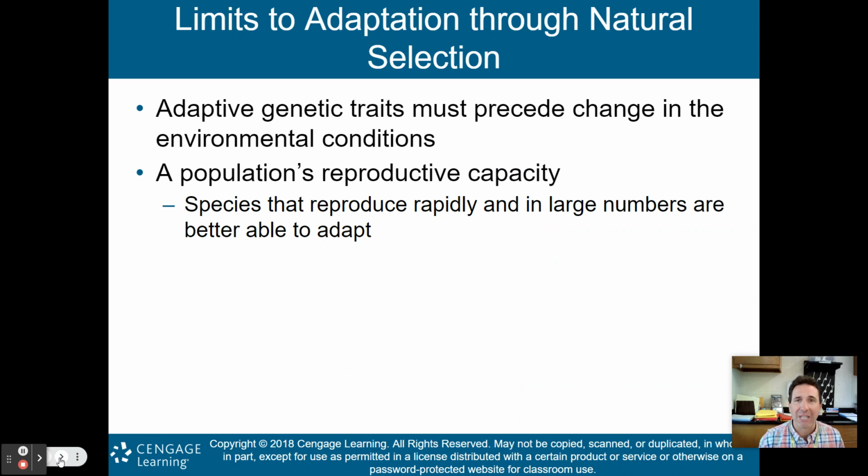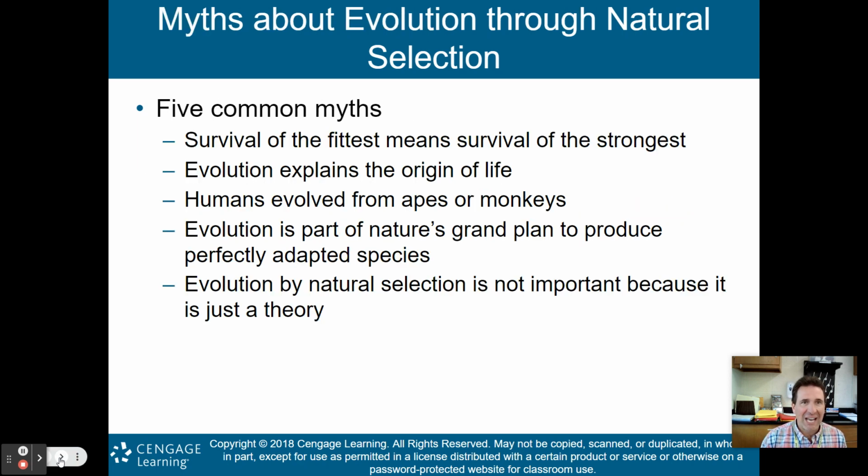Now, of course, there are some limits to adaptation through natural selection. The adaptive genetic traits must precede change in the environmental conditions, and a population's reproductive capacity matters. Species that reproduce rapidly and in large numbers are better able to adapt than species that don't reproduce rapidly or reproduce in smaller numbers. So again, these are some of the limits of natural selection.